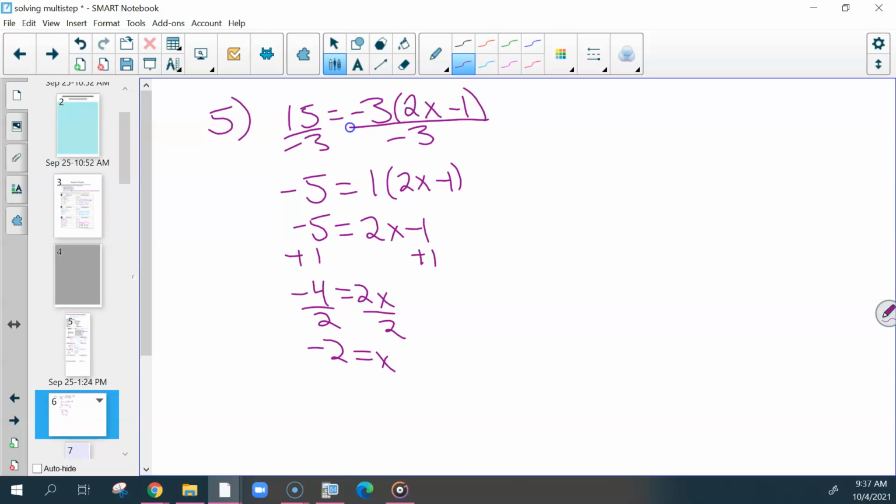So if you have a problem like this, and you have a number outside of parentheses that goes into that final result, you can do it this way. If that is not the case, just distribute. Any questions on that method? Erica, did you have a question?